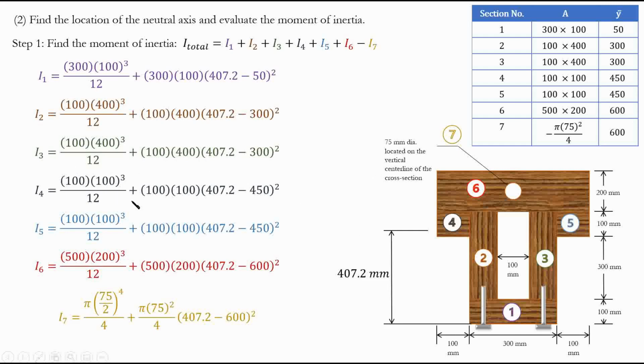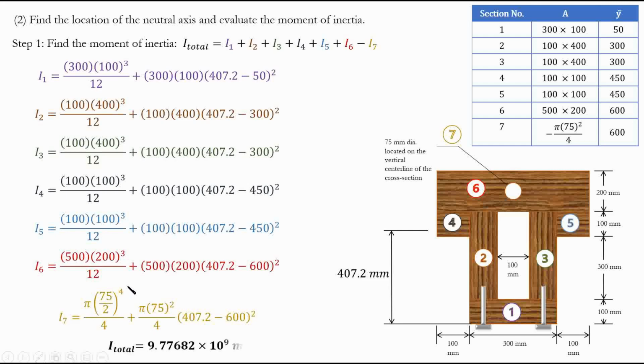So these we know, right? These are just basic, simple rectangles. So for example, for I5, I'll do it. For example, I5 is 100 times 100 to the power of 3 divided by 12. Simple as that. These are simple. But for I7, what is the moment of inertia of a circle? It is pi r to the power of 4, pi times radius to the power of 4 divided by 4, or pi times diameter to the power of 4 over 64. You can use either. So I chose the radius one here.